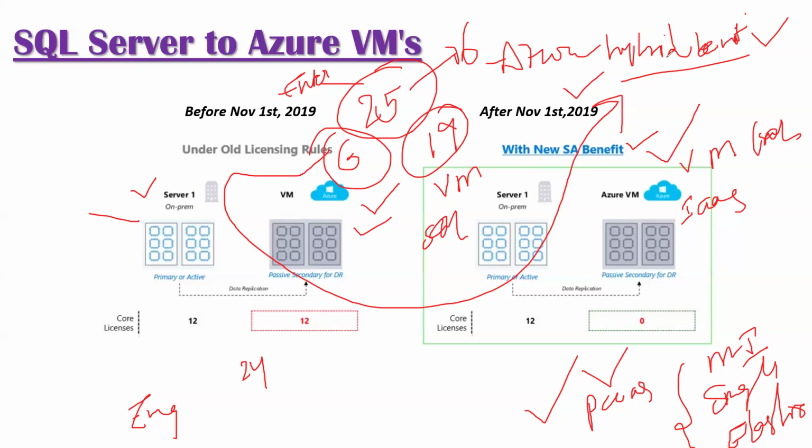Clear? Everyone clear about licensing? One is Server+CAL, one is core based, and software assurance. Okay, before November 1st, 2019, after November 1st, 2019. Okay, and along with the Azure Hybrid Benefit. I will not talk much about Azure Hybrid Benefit, sir. I will talk more when we are discussing the cloud after 45 days, sir.